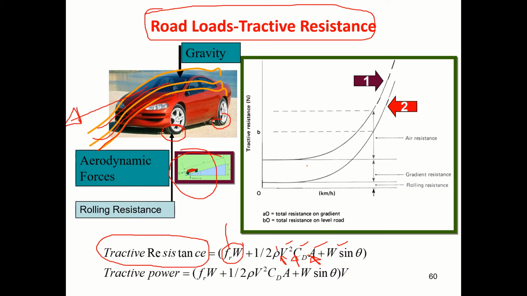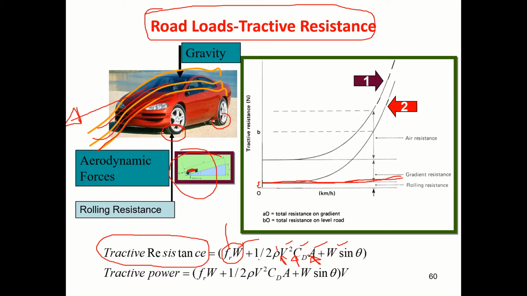So now you see here the rolling resistance F_R W. W is constant, and F_R is also constant. So rolling resistance, whatever be the vehicle speed, remains the same. So it is a horizontal line. This is what you call rolling resistance, a certain value independent of vehicle speed.